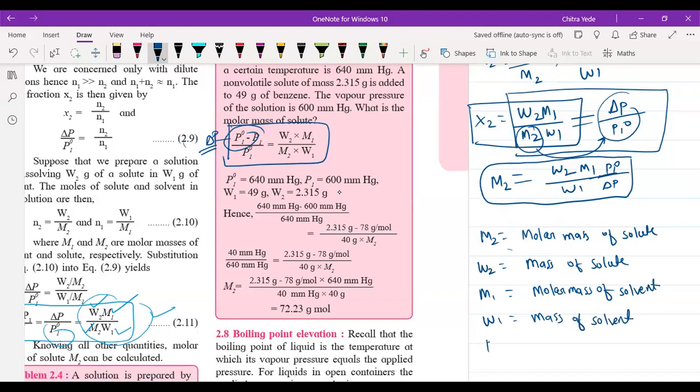Then P1 zero is the vapor pressure of pure solvent, and delta P is the lowering of vapor pressure. I want everyone to take a screenshot of this.